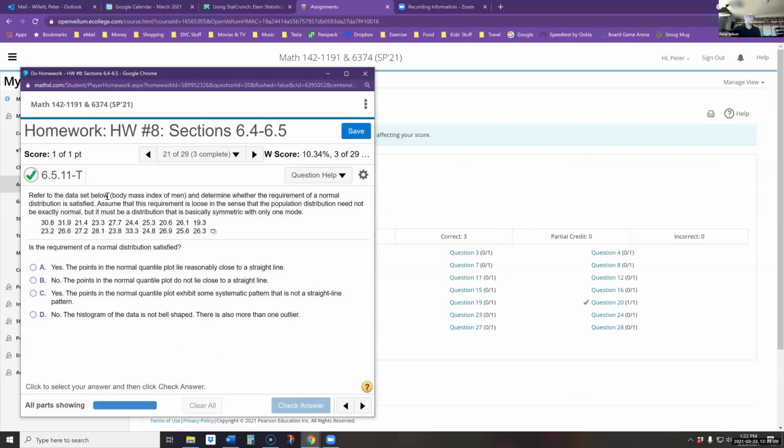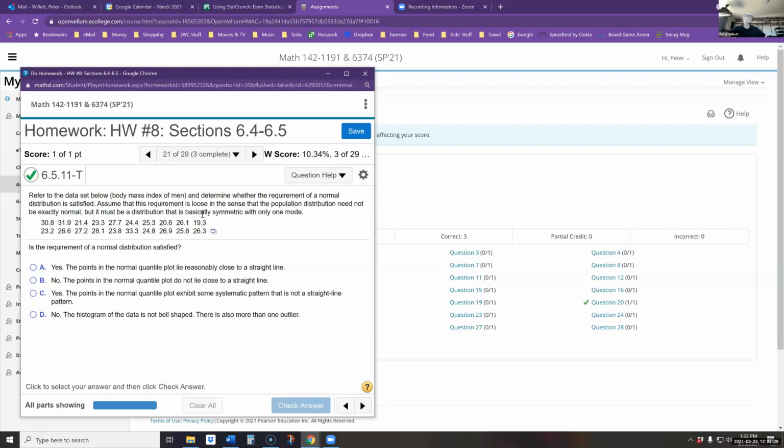Okay, so now it says refer to the data set below. In this case, we have body mass index of men. An example, again, it's not a very large sample. In this case, they just show it to you there. And determine whether the requirement of a normally distributed distribution is satisfied. Assume that the requirement is loose, so it doesn't have to be exact. You're just looking for basic normality. And then you're supposed to draw a conclusion with a rationale.